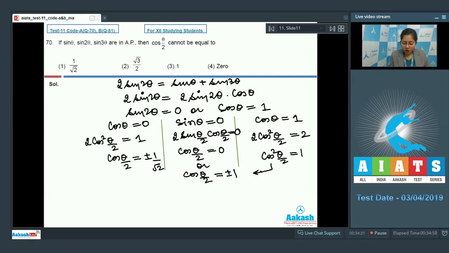So from the given options we can see that it can take value 1 by root 2, it can take value 1 and it can take value 0. Root 3 by 2 is the only value from the given options that it cannot take. So the correct answer is option number 2.